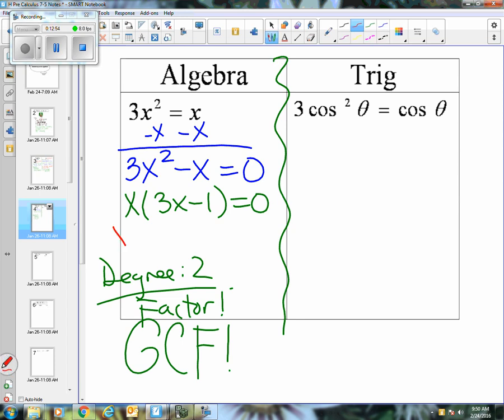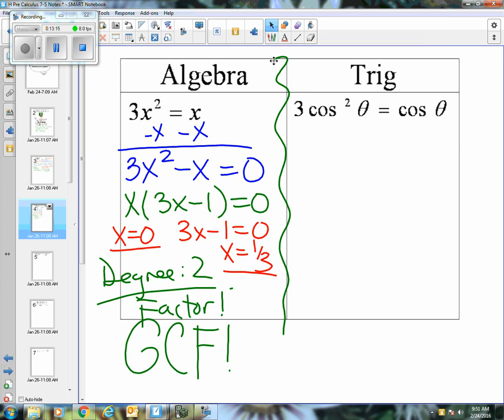I can set each of these equal to 0. I know the first one looks a little goofy to people, x equals 0, but that's what it is. X equals 0 is the value of x that would make that whole thing 0. And then our other one, 3x minus 1 equals 0. So x equals a third. So this is another parabola, degree 2, that would cross the x-axis in 2 places. We have 2 different real solutions.